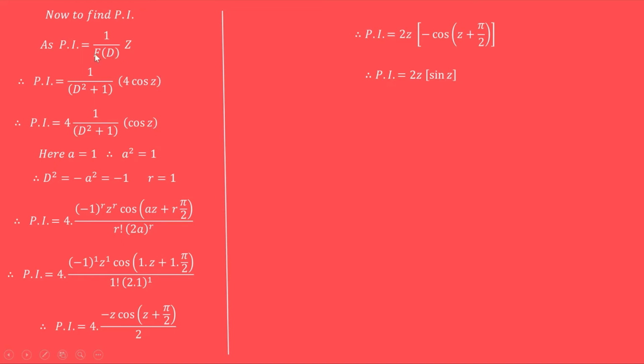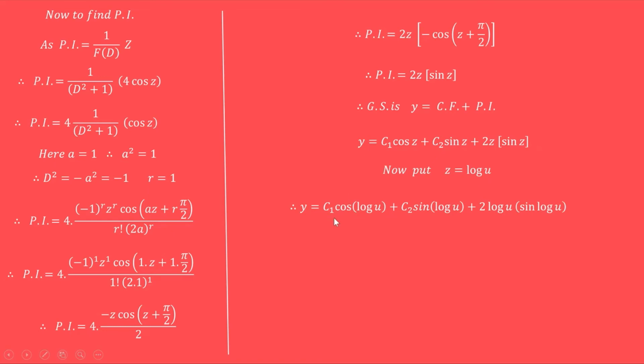Already we have found the complementary function. Now we have found PI. So the general solution is given by y is equal to CF plus PI. Put the value of CF and PI. So we get y is equal to C1 cos of z plus C2 sin of z plus PI, which is 2z sin z. Now put value of z as log of u. So we get y is equal to c1 cos of log u, c2 sin of log u plus 2 log u sin of log u.